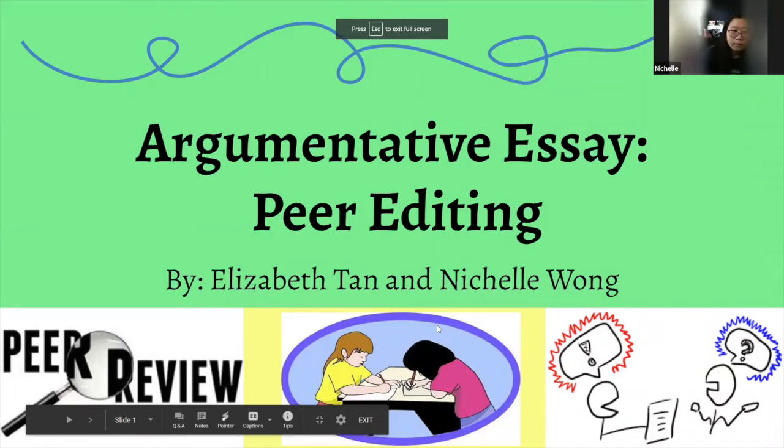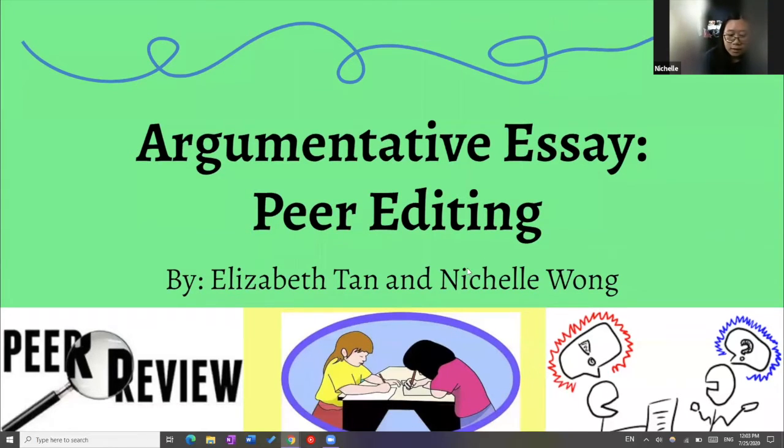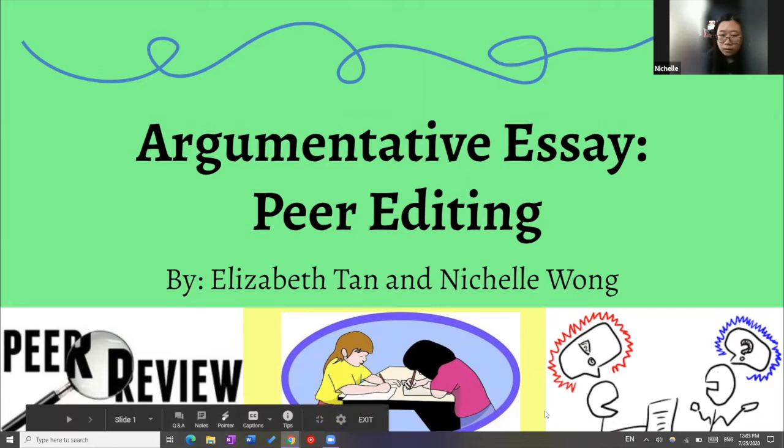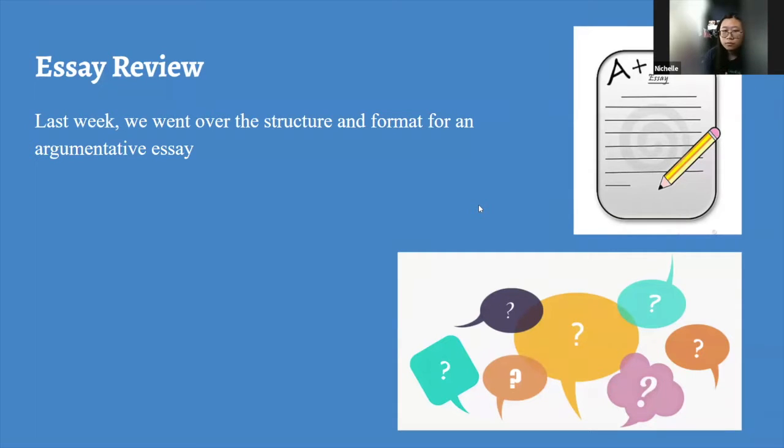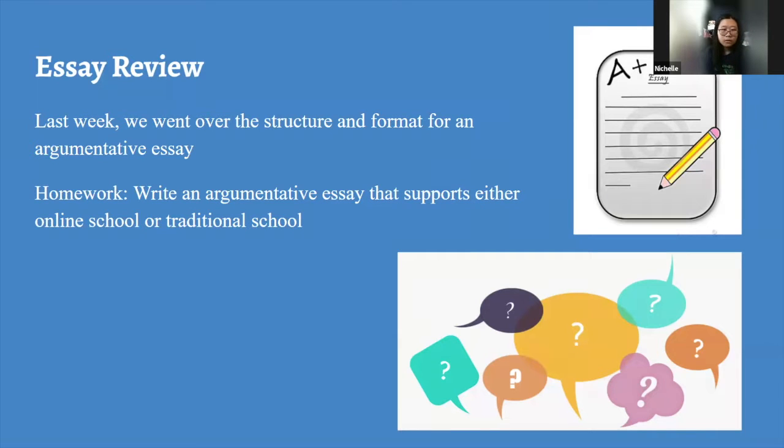So today we're going to be going over the argumentative essays that you wrote last week for homework, and we'll be doing peer editing. Then we're going to review a few other things like grammar. First, let's go over what we learned in the last lesson. Last week, we went over the structure and formatting for an argumentative essay. For your homework, you were supposed to write an argumentative essay that supports either online school or traditional school.